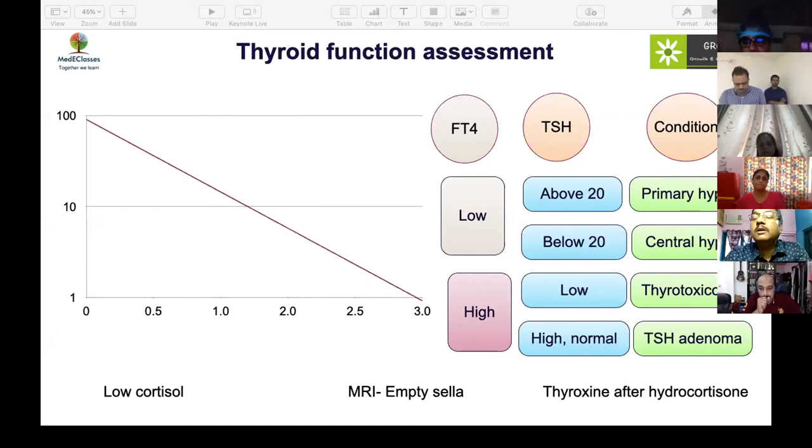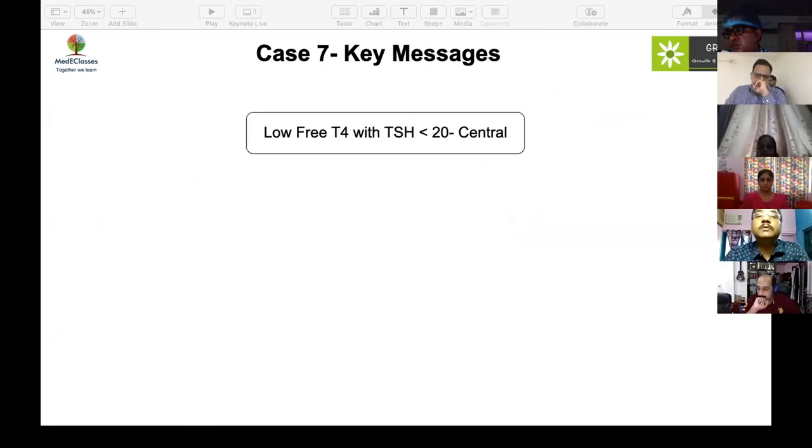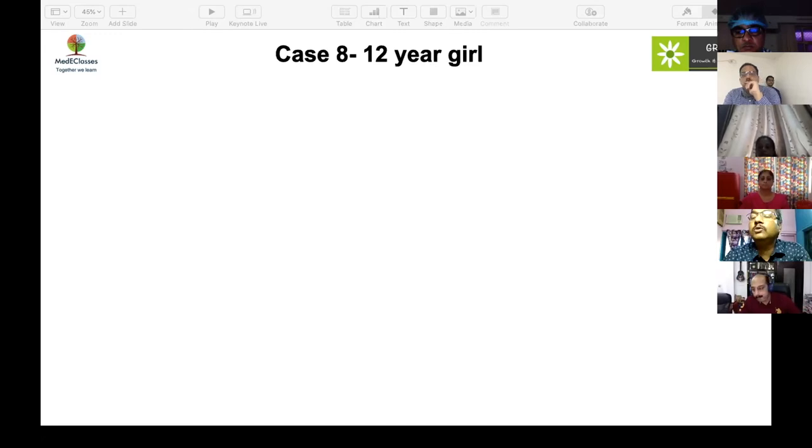So it is mandatory that if TSH is not appropriately high in lieu of FT4, we have to do the pituitary function. Unless you directly start thyroxine, the patient might go into shock because of cortisol deficiency. So the key message is that in case of low free T4 and TSH less than 20, though this is not very common, central hypothyroidism should be suspected, so we have to do imaging as well as cortisol function. It is mandatory to do this.